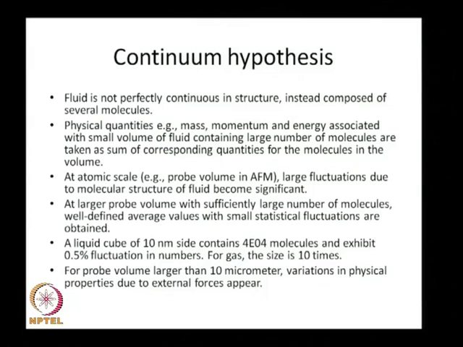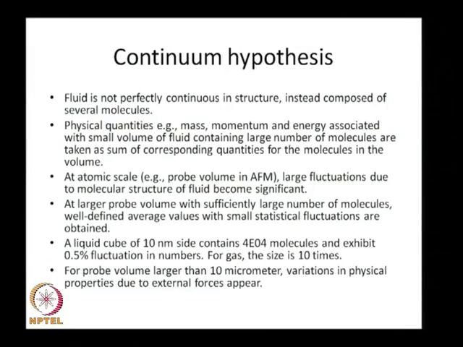So, if your probe volume is a cube of side 10 nanometer, you can expect 4 into 10 to the power 4 molecules sitting inside, and some molecules would be joining and some would be leaving. That fluctuation is basically restricted to 0.5%. For gas to have the same number of molecules and the same level of fluctuation, you have to have 10 times the length. All right, so that is a typical example I can give.